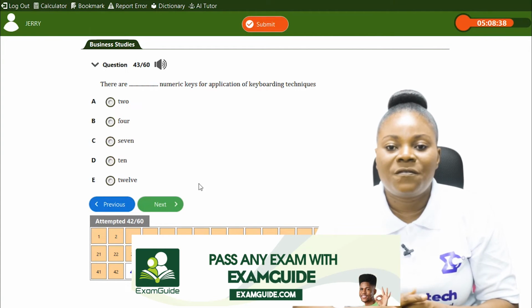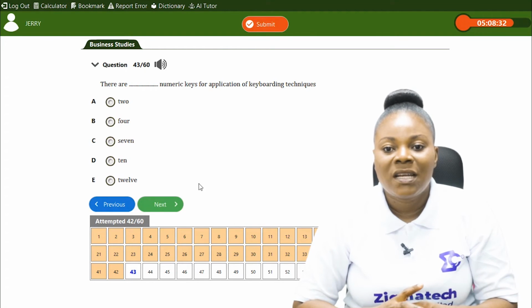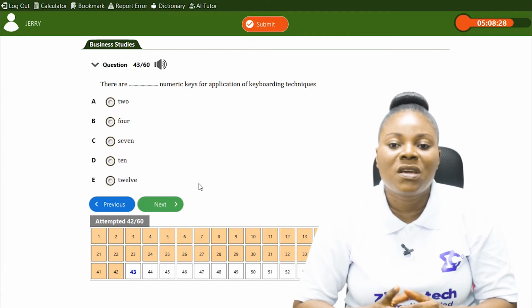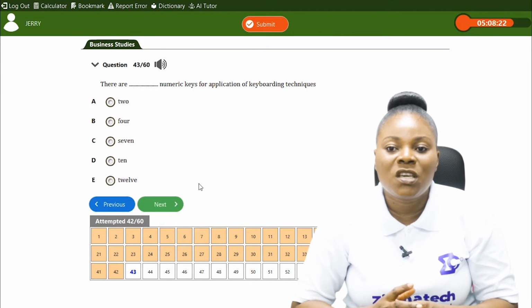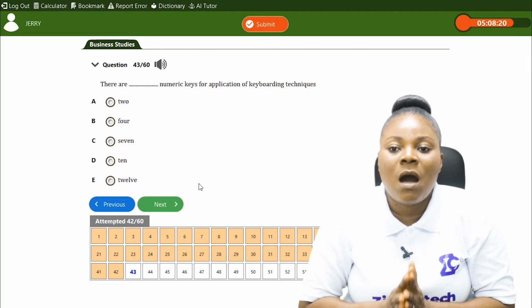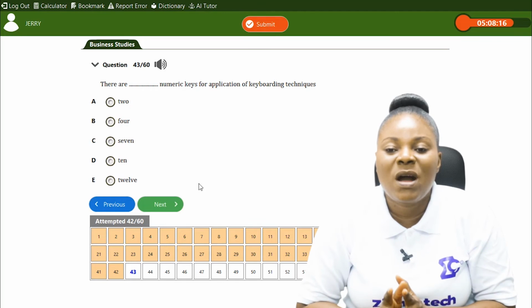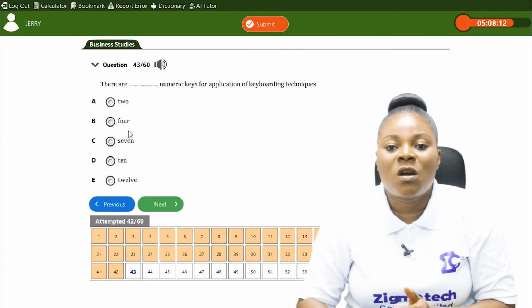The next question, 43, says there are dash numeric keys for application on the keyboarding techniques. There are dash numeric keys. That means how many numeric keys do we have? The meaning of the word numeric is number keys. How many number keys do we have on our computer keyboard? A lot of people assume it's 9. But what is the correct answer here?